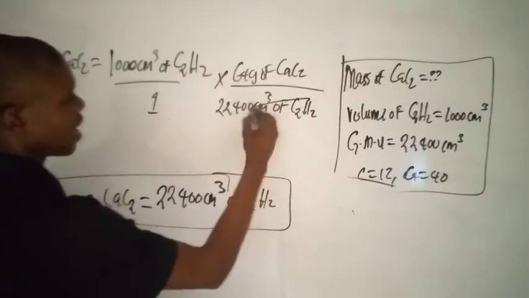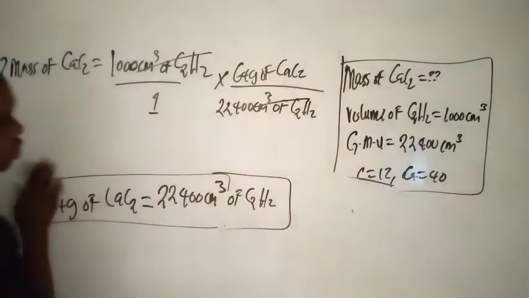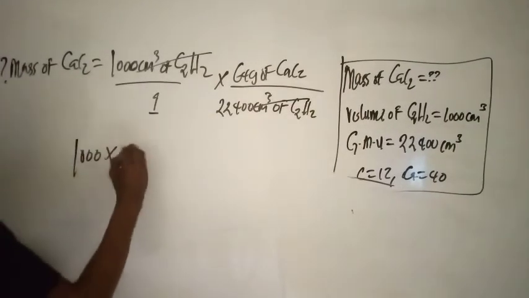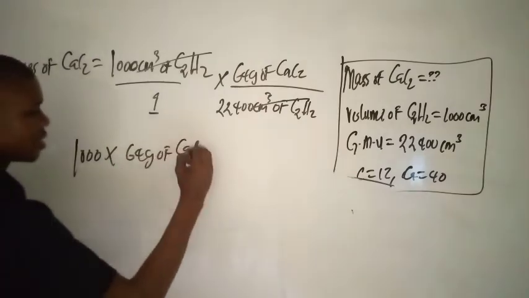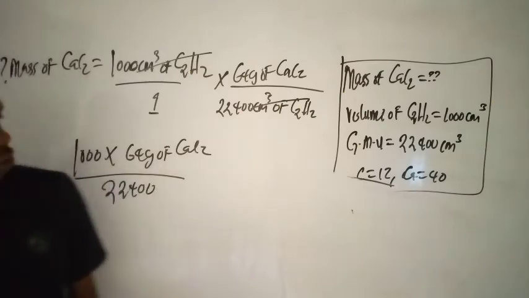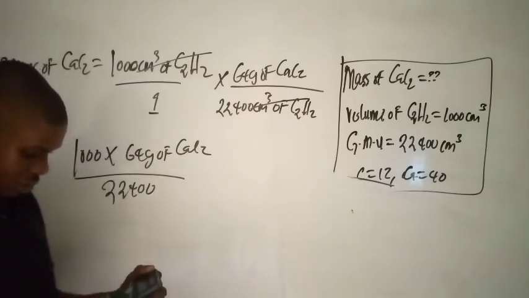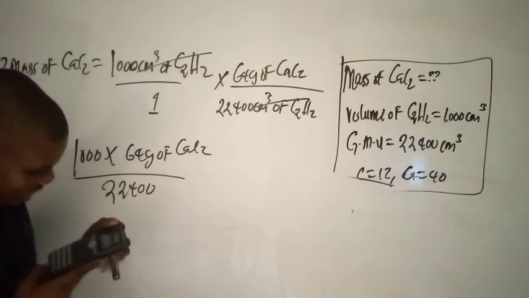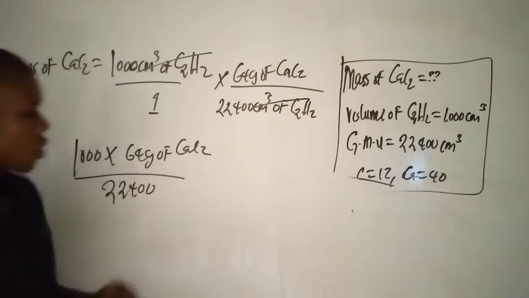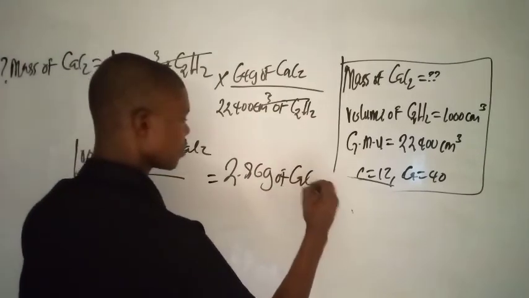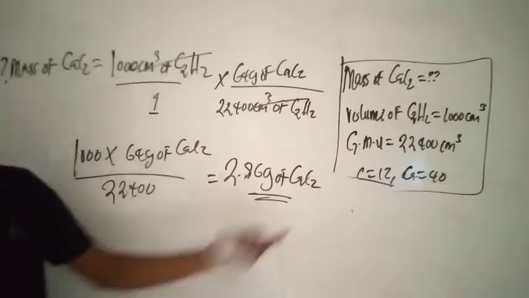So that this and this cancel out, what you have left is 1000 times 64 grams of CaC2 over 22400. So what I have to do is punch your calculator here. 1000 times 64, divided by 22400. So you have 2.86, about 2.9 grams of calcium carbide. That is the answer here.